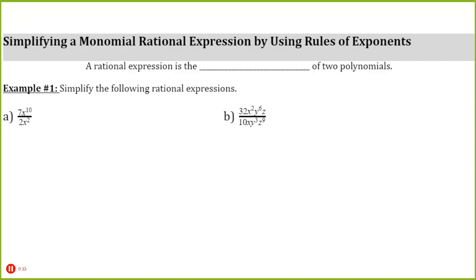First of all, we're talking about rational expressions. As we work with a rational expression, we need to define what that is. A rational expression is the division of two polynomials. So it's just one polynomial over the other one. And a polynomial, remember, could be anything from a monomial all the way up to a trinomial, quadrinomial, etc. So our first type of rational expression, simplifying those, will be to just simply divide.